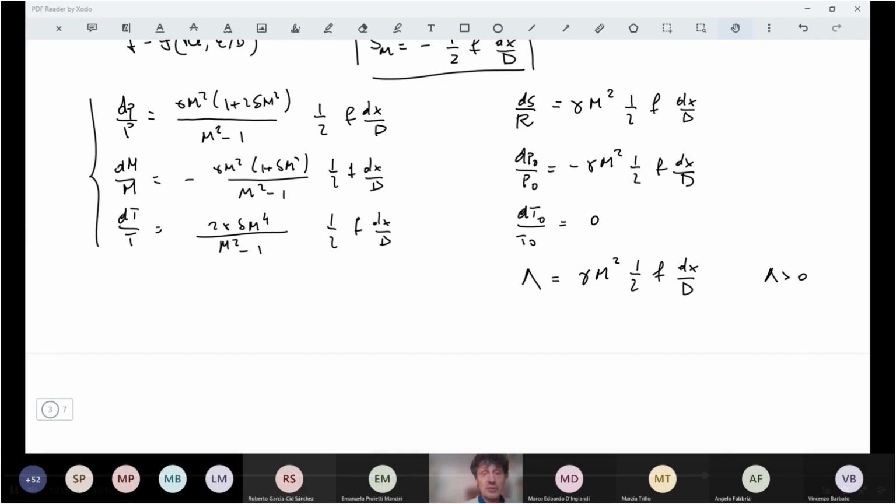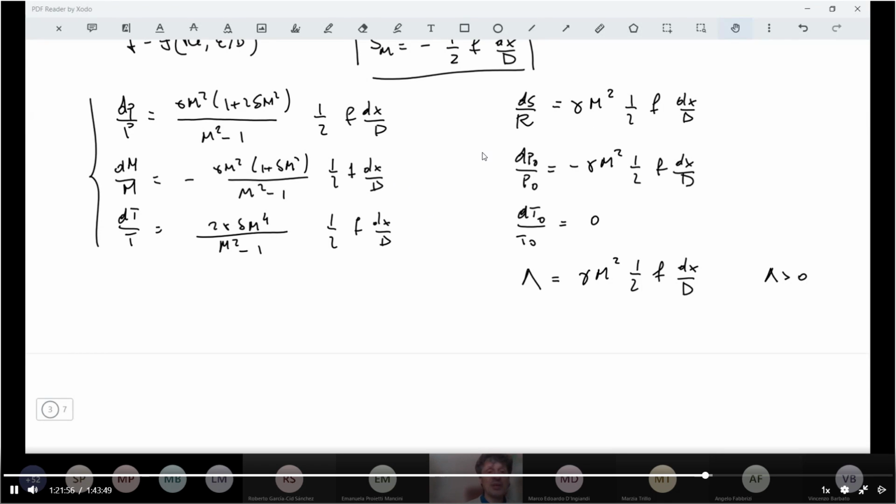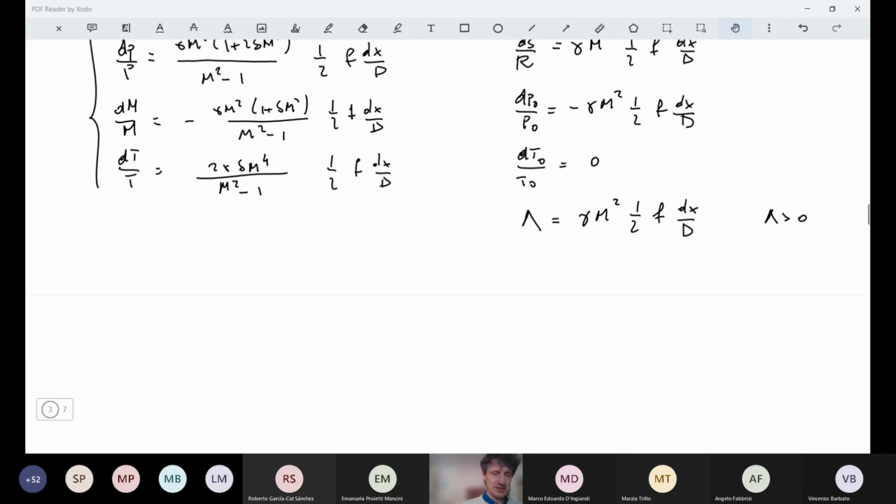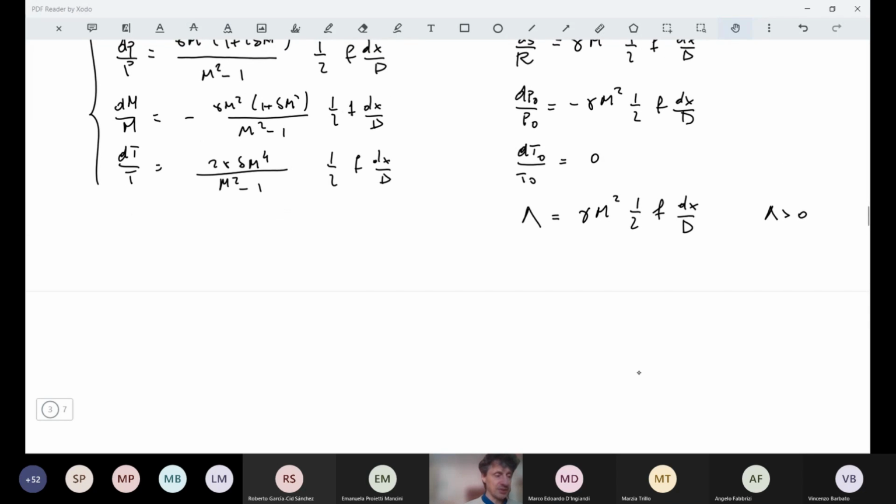Okay, so this is the governing equation. Also here we can work similarly to what we have done for the area change and focus on the equation for the Mach number and see if we can make integration by separation of variables. This is the equation, and we can write f dx over D is equal to minus (M squared minus 1) over (gamma M squared (1 plus delta M squared)) dM squared over M squared. So just considering the separation of variables and changing the dM over M into dM squared over M squared.